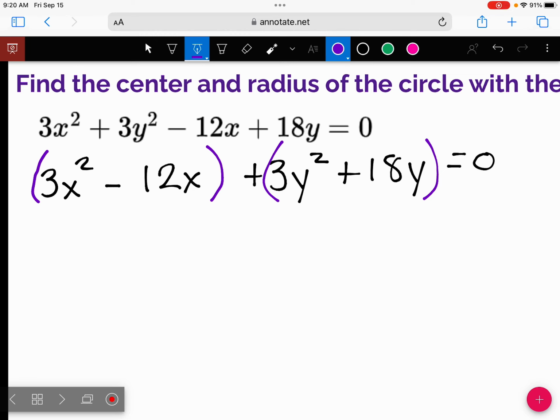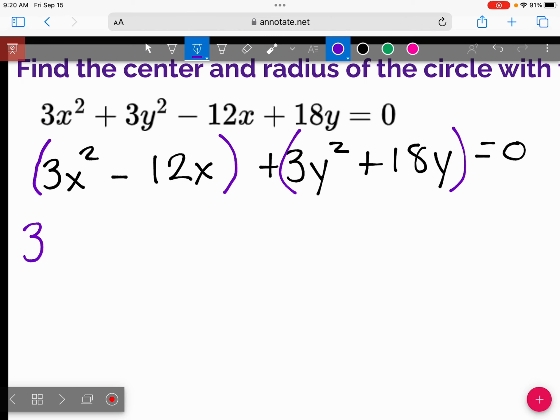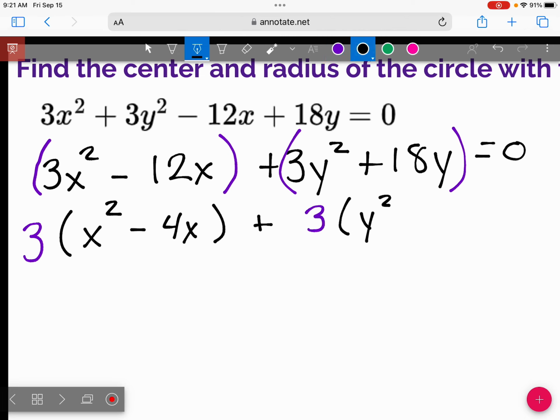Out of each of those pairs, I pull whatever the coefficient on my x squared is out, and we're going to put it in front like it's a GCF. So it's going to be 3 times x squared minus 4x. Leave the x's in there. Do not pull the whole x out. We're just trying to get the number in front of our variable squared out. And 3 times y squared plus 6y.